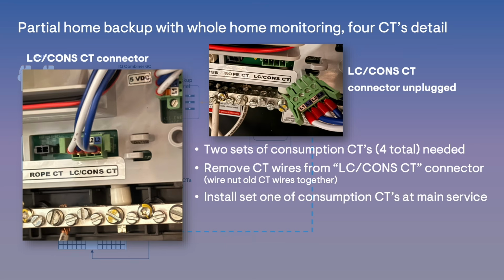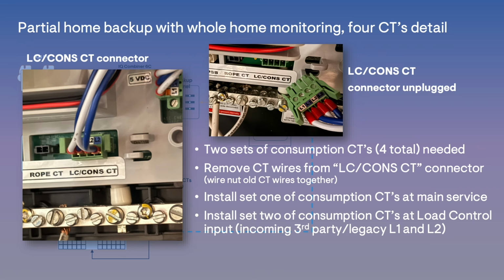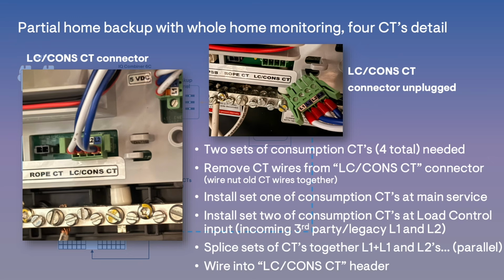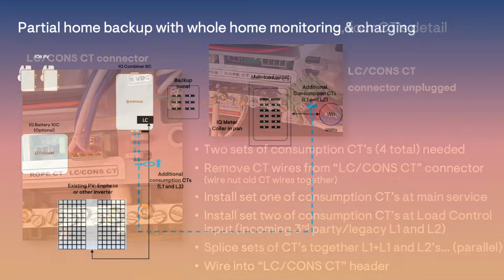Then install 1 set of CTs at the main service and the second set at the load controller input, right where the wires land on the breaker. Next, splice the L1 CTs together, the L2s together, and wire them into the empty LC consumption header. This is a parallel connection of 2 sets of CTs.